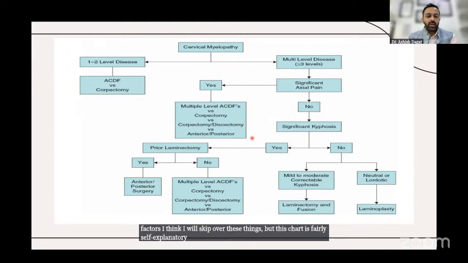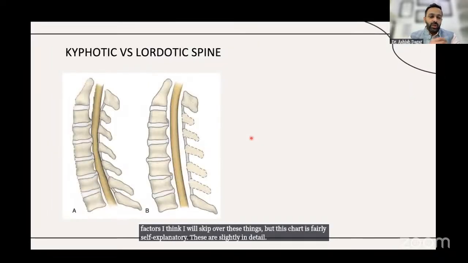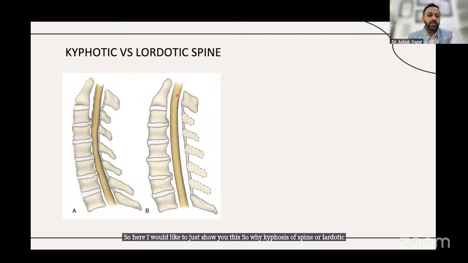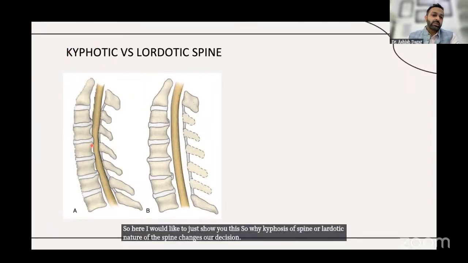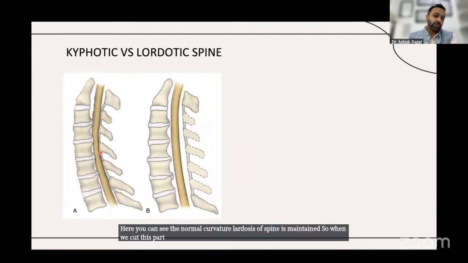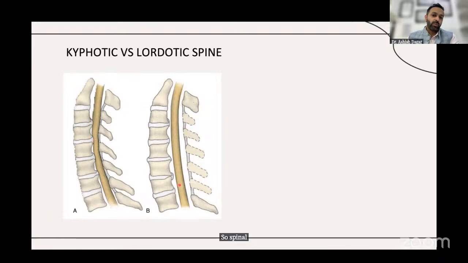These are slightly in detail. So here I would like to just show you this. So why kyphosis of spine or lordotic nature of the spine changes our decision. Here you can see the normal curvature, lordosis of spine is maintained. So when we cut this part, which we do by the posterior surgeries, the spinal cord has space to go back. So spinal cord will fall back here.